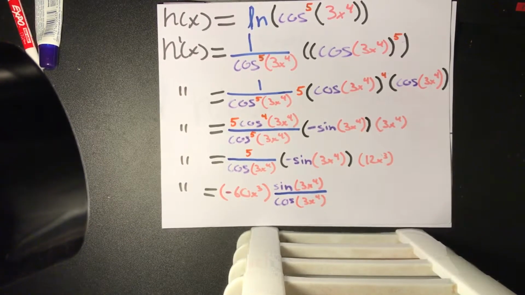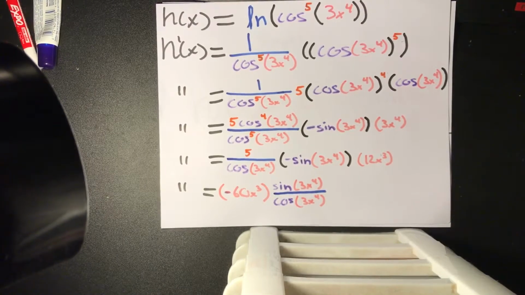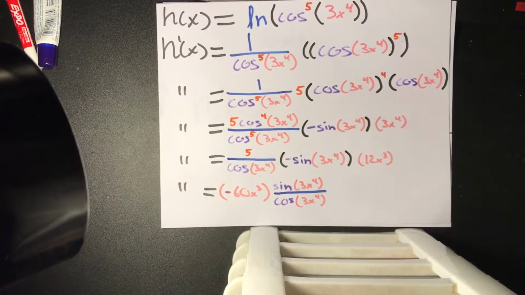So the derivative of natural log of cosine to the fifth times 3x to the fourth equals the natural log over cosine to the fifth times 3x to the fourth, while keeping the inside the same. Okay, let me repeat that.